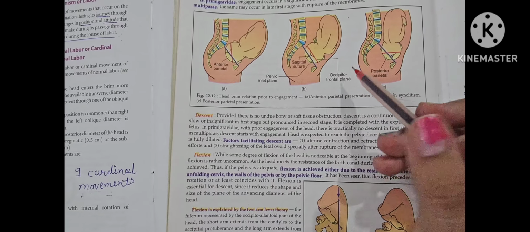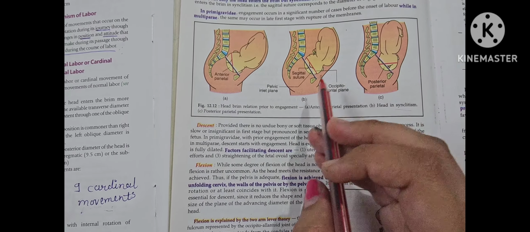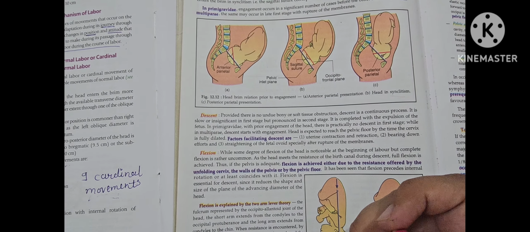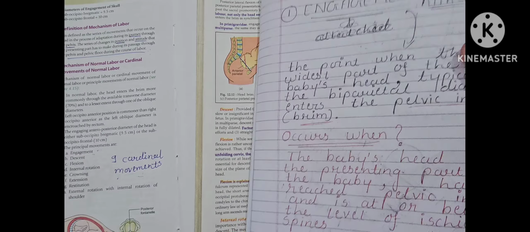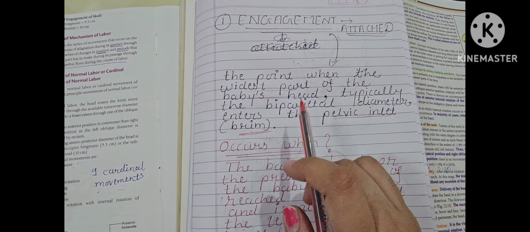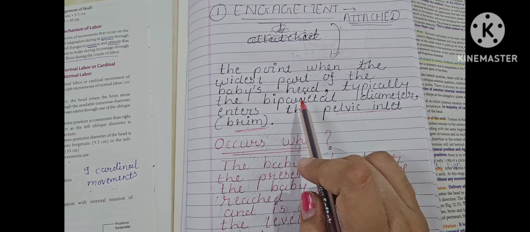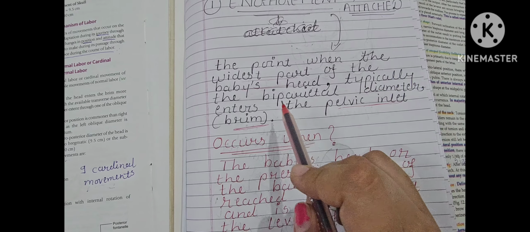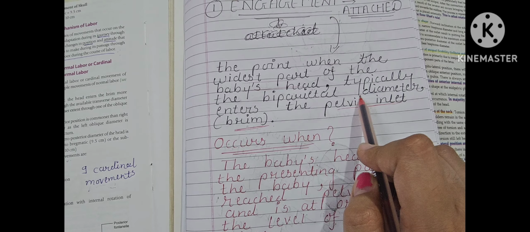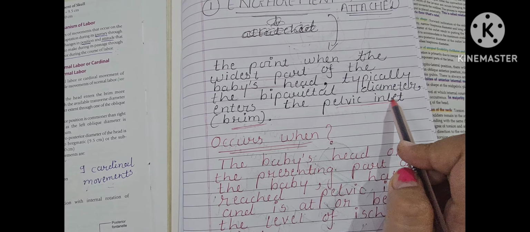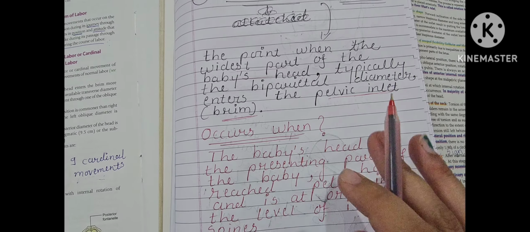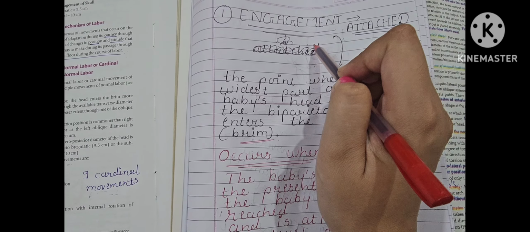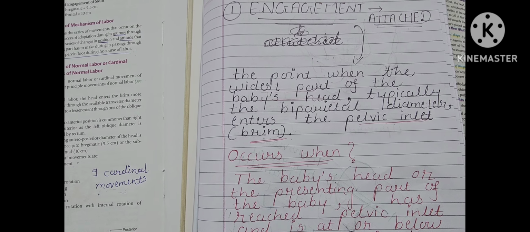In the next lecture we will learn about stages of engagement and other mechanisms of labor. Till then, happy learning. To summarize what engagement is: it is a point when the widest part of the baby's head, the fetal head, meaning the biparietal diameter, enters the pelvic inlet brim at the time of labor, which is engagement, a crucial part of labor.